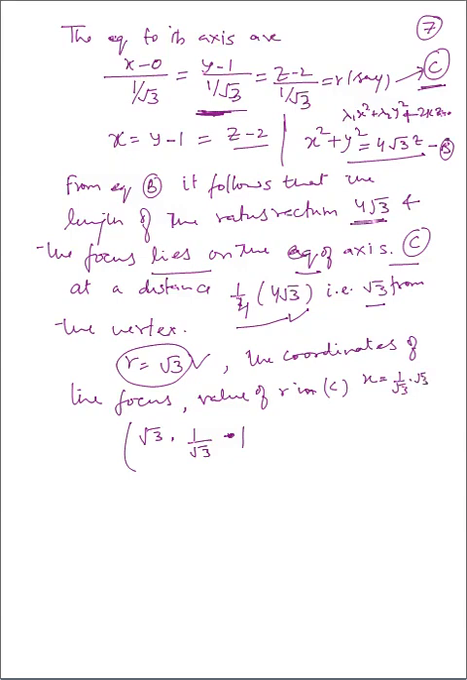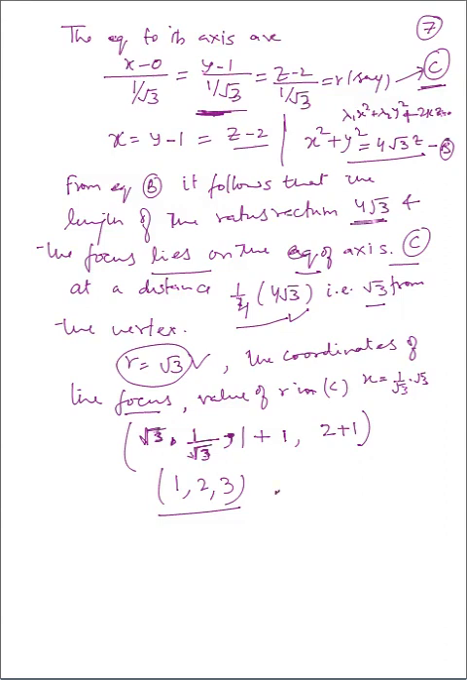So we can write down the coordinates of the focus. So this becomes root 3 into 1 upon root 3, that is 1. Y will be 1 plus root 3 into 1 upon root 3, that is 2, and z will be 2 plus root 3 into 1 upon root 3. So this becomes 1, 2, 3. These are the coordinates of the focus. So this is what we had to show.